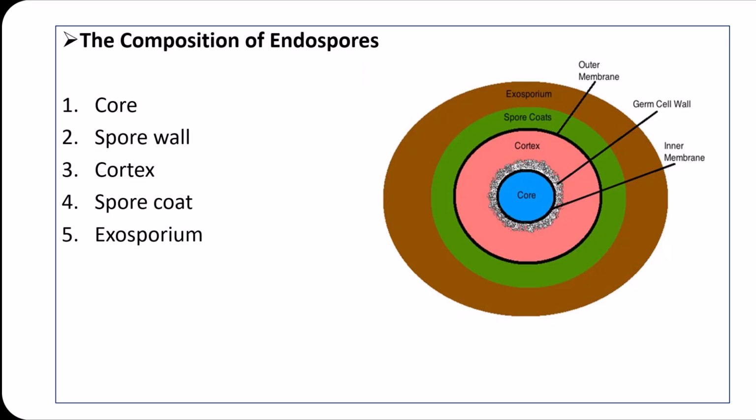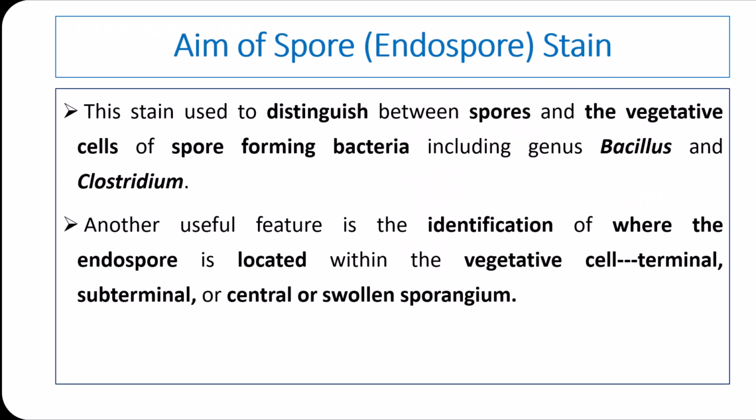They protect against heat, chemicals, and enzymes. Outside the cortex is the spore coat, a strong protein layer that provides additional protection against harsh environments. Some spores also have an outer exosporium. For example, Bacillus anthracis spores have all these layers, which allow them to survive in the soil environment for many years.